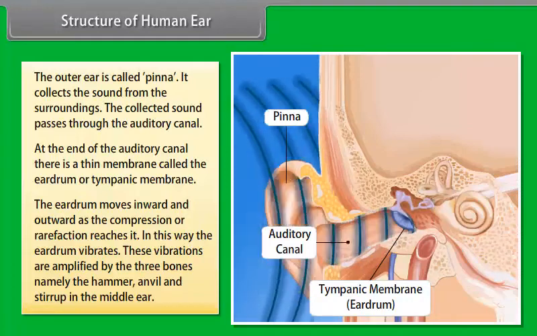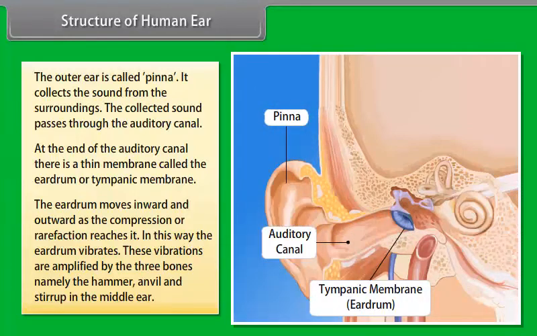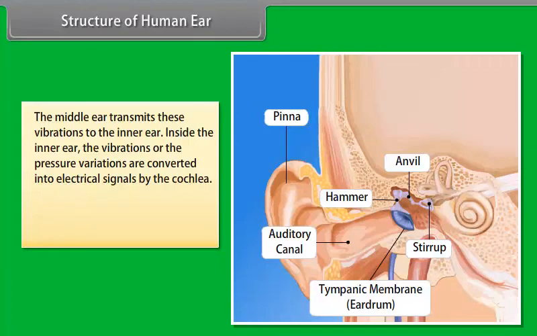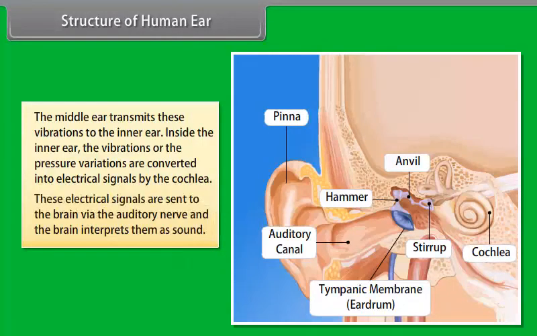These vibrations are amplified by the three bones, namely the hammer, anvil, and stirrup in the middle ear. The middle ear transmits these vibrations to the inner ear. Inside the inner ear, the vibrations or the pressure variations are converted into electrical signals by the cochlea. These electrical signals are sent to the brain via the auditory nerve, and the brain interprets them as sound.